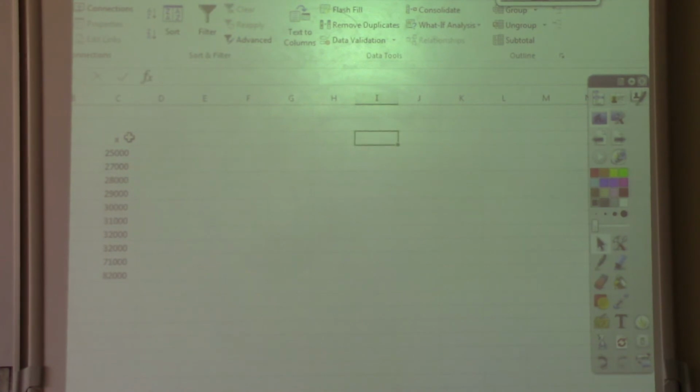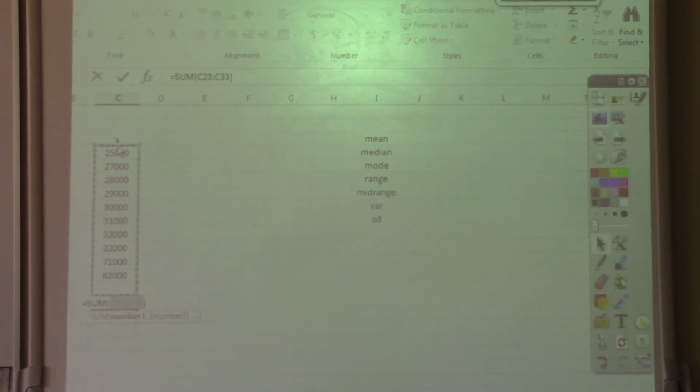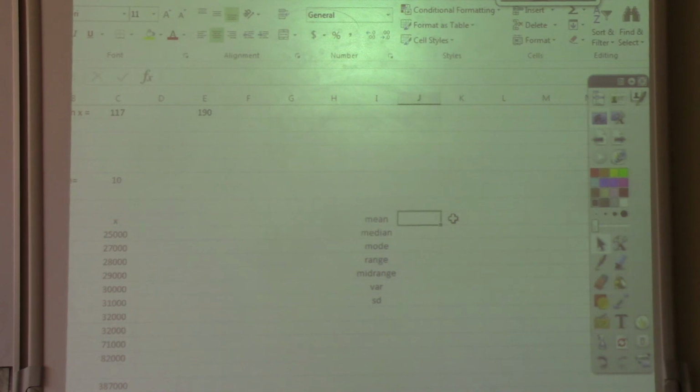Now I need to go find our mean, median, mode, range, mid-range, variance, and standard deviation. Can't do anything yet until we add them all up. So we get our handy dandy summation key, and we add them all up. And our mean is equal to that number divided by what? 10? And that is your mean.